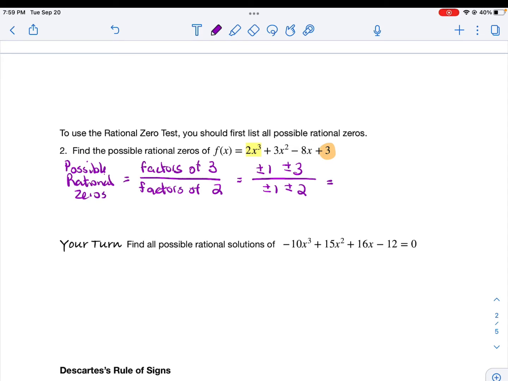Now that I have this, I'm going to simplify this down. So I'm going to take the 1 in the denominator and divide it into every numerator. Now I'm going to take the 2 in the denominator and divide it into each numerator. So I have limited it down from all the real numbers in the universe to 8 possible numbers. So if this polynomial has real zeros, they will be among these 8, or maybe all 3 of them will be among these 8. So that's how you narrow down your possibilities.